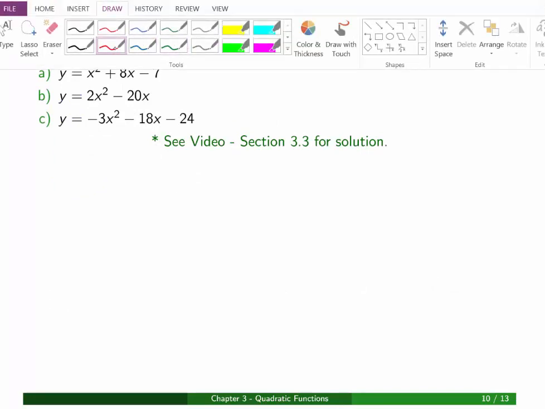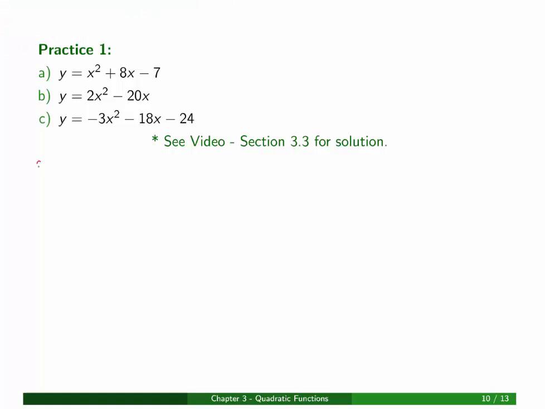So, here we go. y equals x squared plus 8x minus 7. That's the first one. Let us complete the square. I'm going to place brackets around the first two terms. Step 2 is I'm going to look at this x term. It has 8 in front of it.